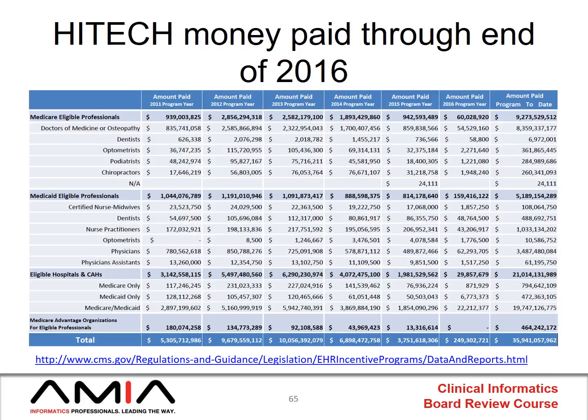How much money has been spent under the HITECH Act? This slide comes from CMS and shows over the years the total amount of money spent, obviously related to the total numbers of eligible professionals and eligible hospitals achieving meaningful use. But if we look in the very last column, we see that there has now been about $35 billion spent in the meaningful use program, and one can debate the value of that expenditure, although, as we'll see in the next slide, the adoption of electronic health records has increased substantially during this time.